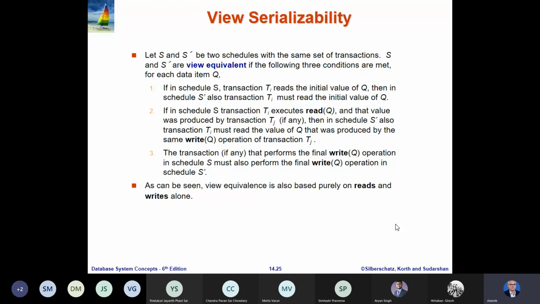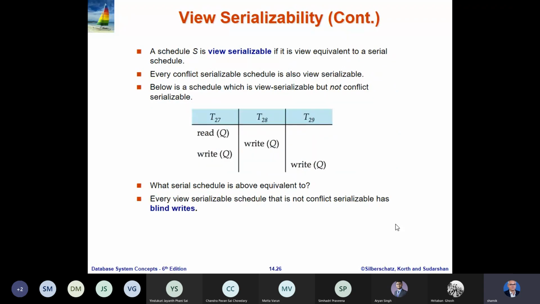Okay, so let me explain what it means. Certain things are written, but let me first take this example. If you see this example, we can obviously see that it is not conflict serializable. Why? Because this write Q of T28, neither can you move above T27 nor can you move below T27, right? That means that T27 and T28 cannot be serialized anyway. So the rest of T29 also does not come. So this is not conflict serializable.